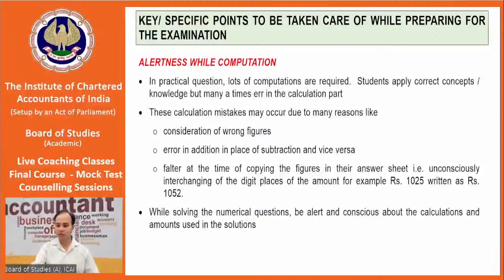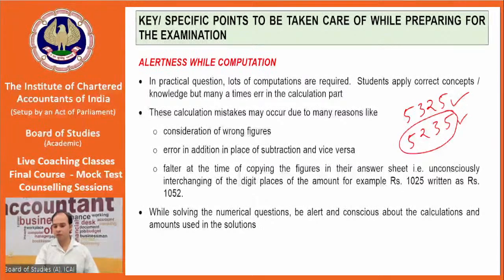For example, they might have calculated 5325 in the calculator, which is the correct calculation. But when they are copying to the answer sheet, they may write it as 5235. And if one figure is wrong, all the further calculations will eventually be wrong. As we know, there is step marking, so in this process your marks may get deducted. Although you will get marks through step-wise marking, they may not be as per your expectations.